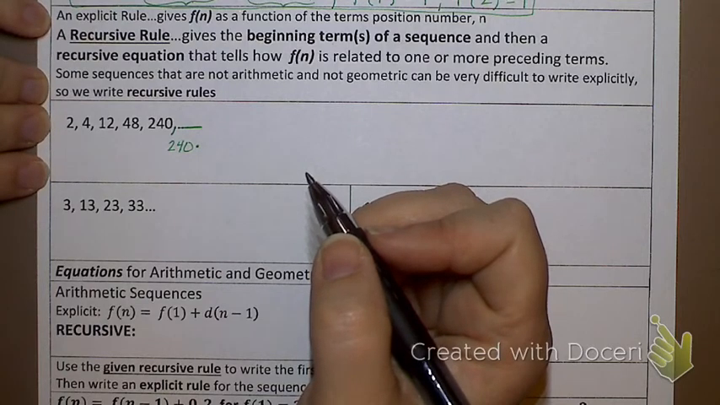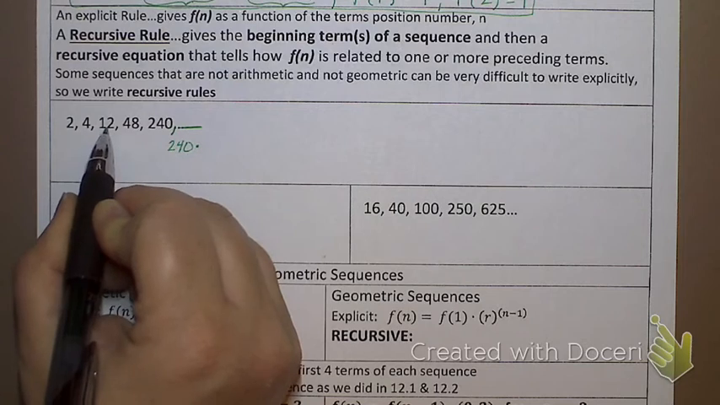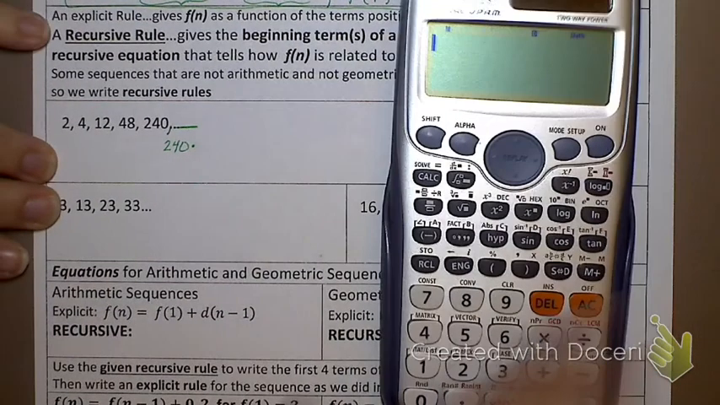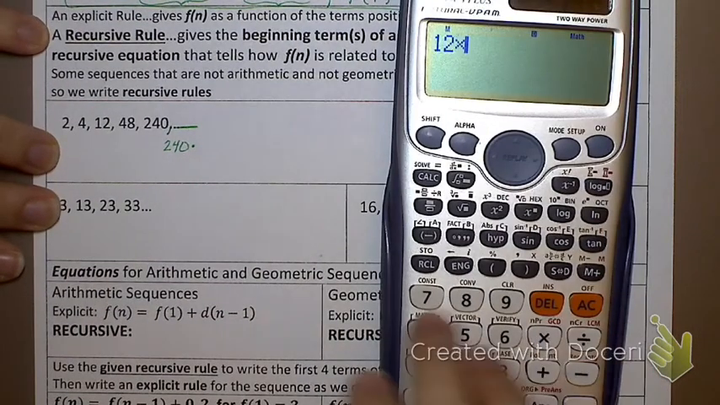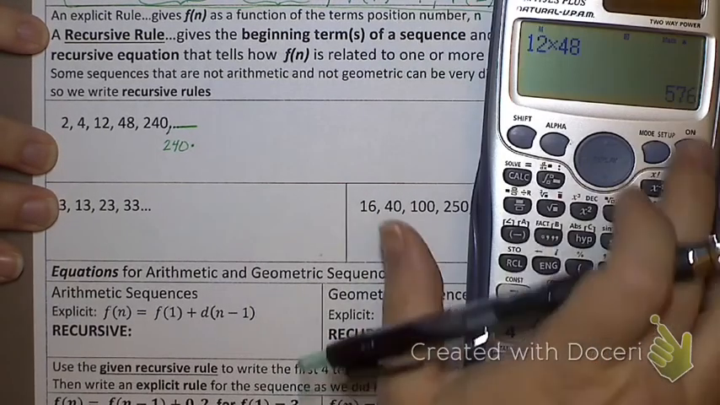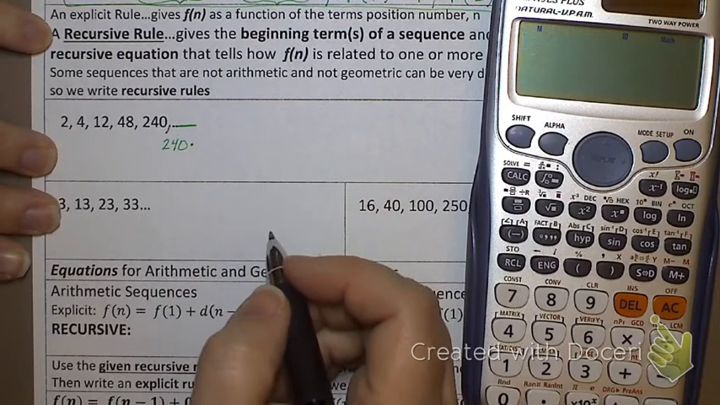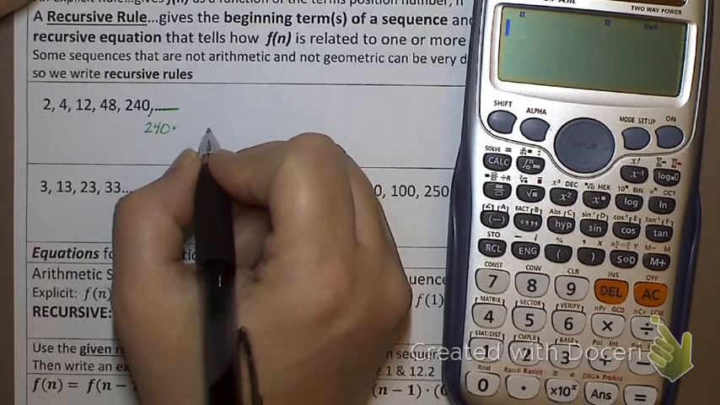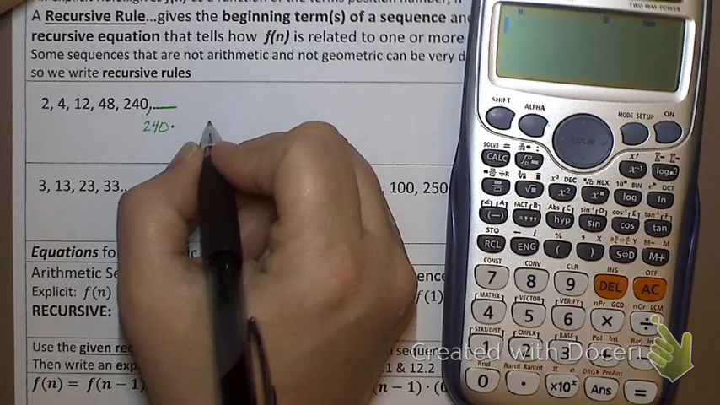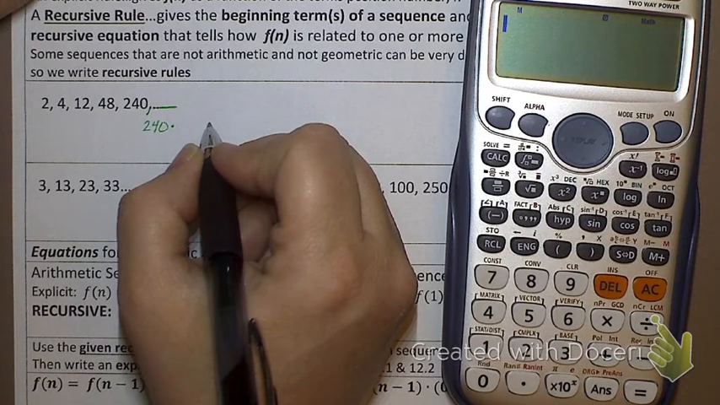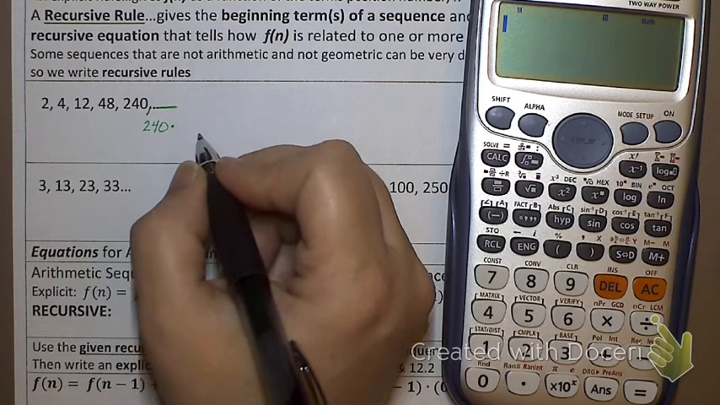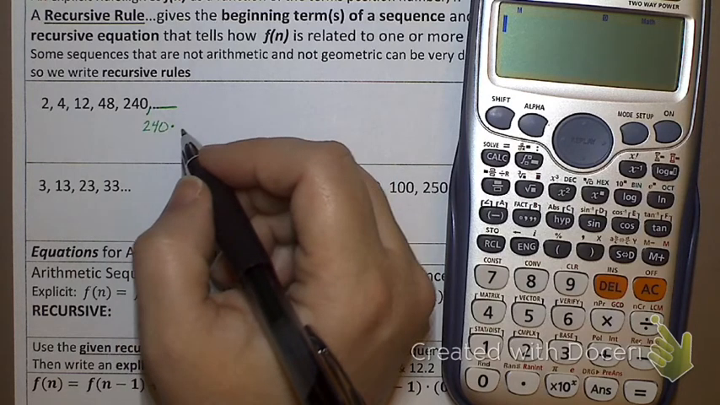240 times 48? I don't know that that's it, because 12 times 48 I don't think is 240. 12 times 48 isn't 240. So what was the other suggestion over there? Times 6? Where are you getting 6 from? Because you just keep multiplying by each term. If you want to find the second term, you do 2 times 2. If you want to find the third term, you do the second term times 3. And then if you want to find the fourth term, you do the third term times 4. So you're multiplying the previous term by the number of the term you're trying to find.